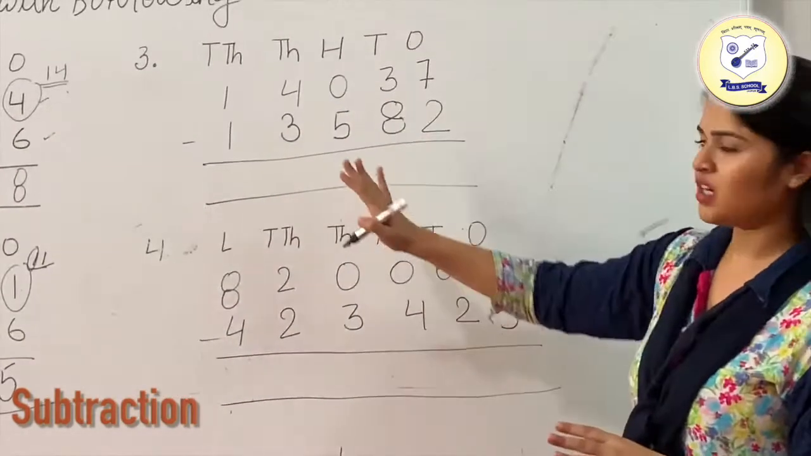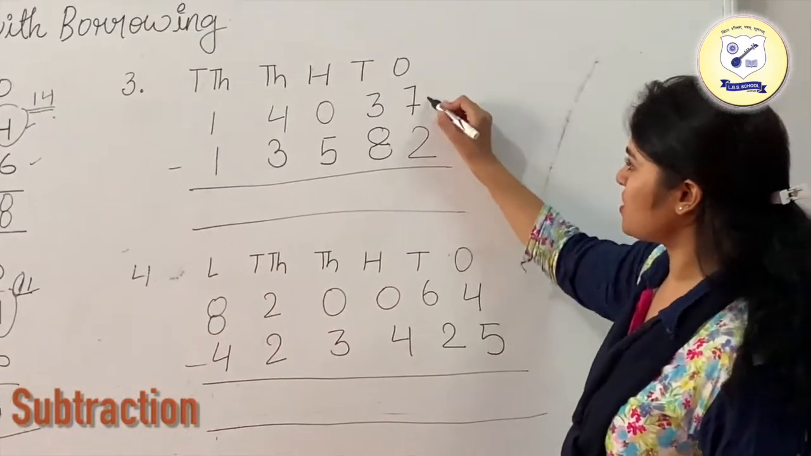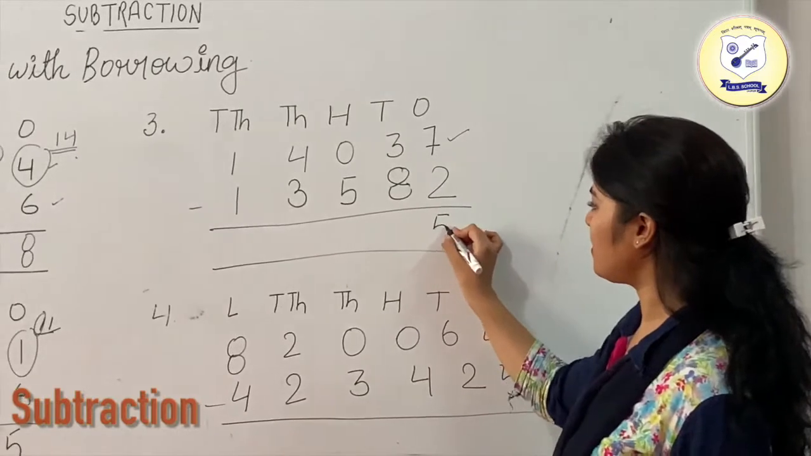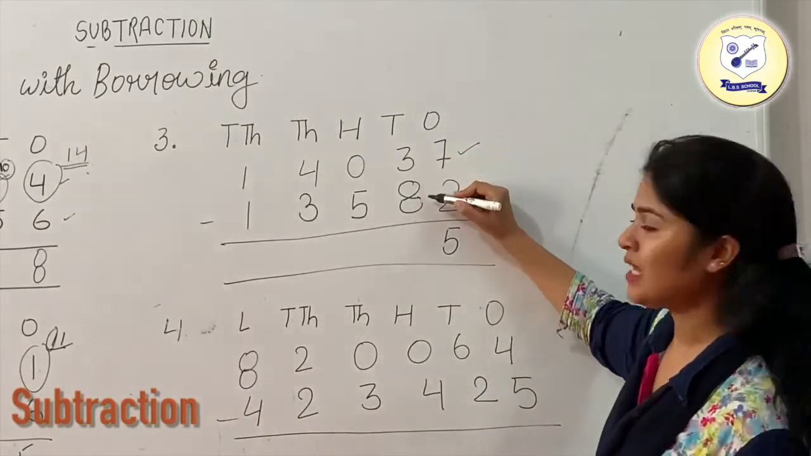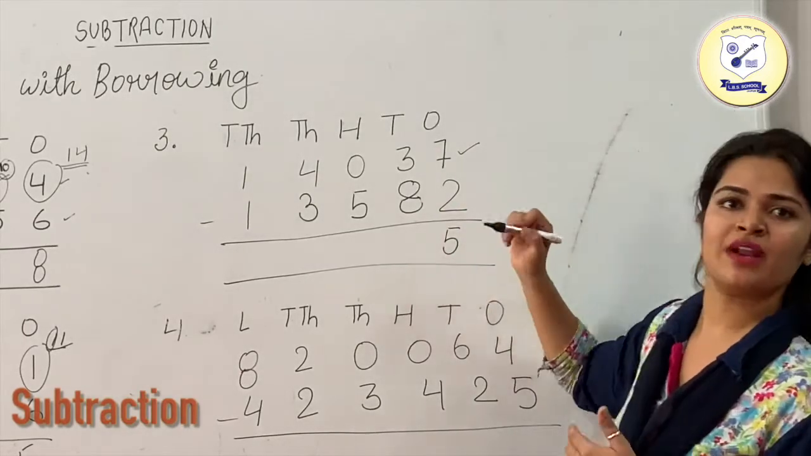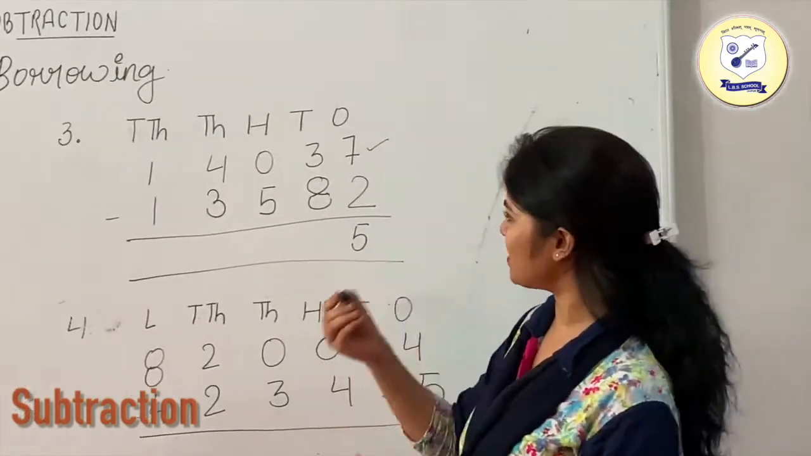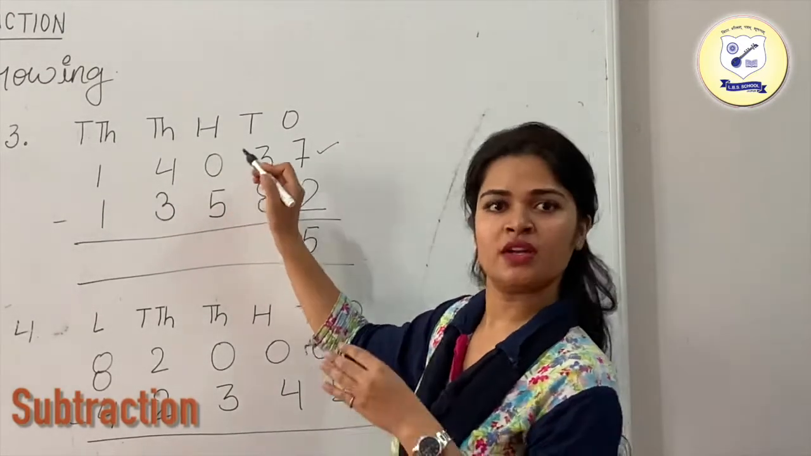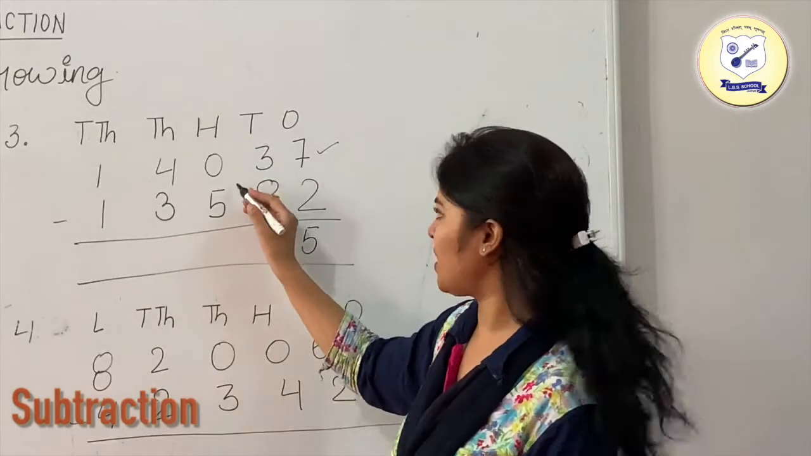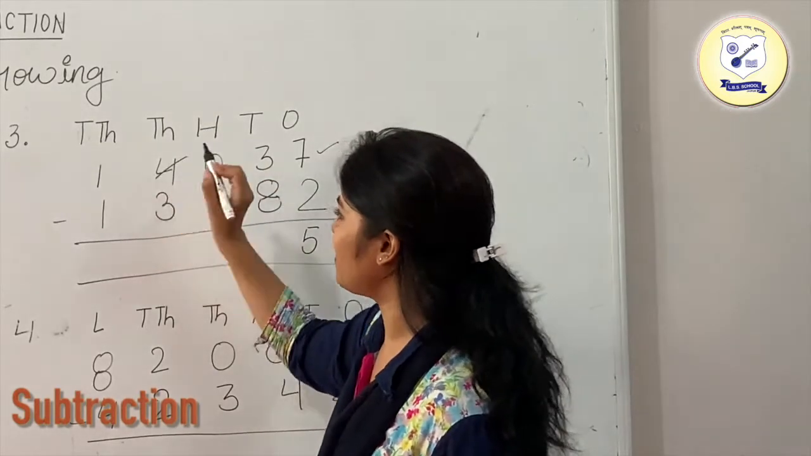Now we are having a third question. 7 minus 2, this is your larger number, so we can easily subtract it. So 7 minus 2 would be 5. Now we are having 3 and 8. We cannot subtract 8 from 3. So we will do the same thing, we will take carry. Since here we are having 0, it is already 0, so we cannot subtract from it.